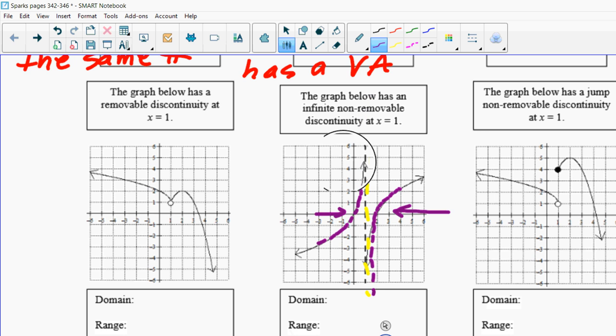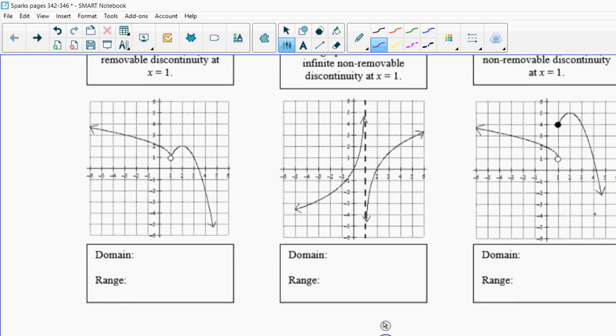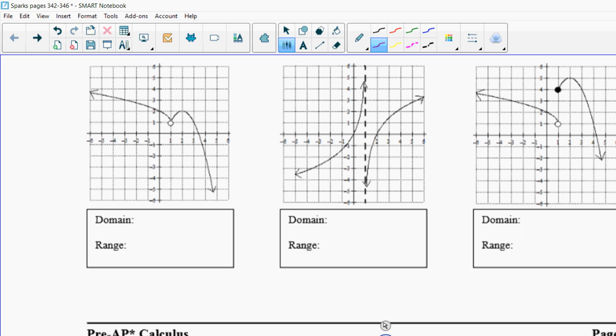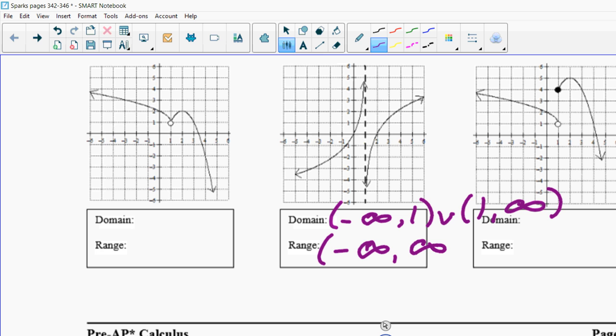Let's talk about the domain and range of this function. What's the domain? Look at that. This one and that first one have the same domain. But this one has a vertical asymptote and that one has a hole. Okay. What's the range? Yeah. All real numbers. There's nothing left out. So far, so good.